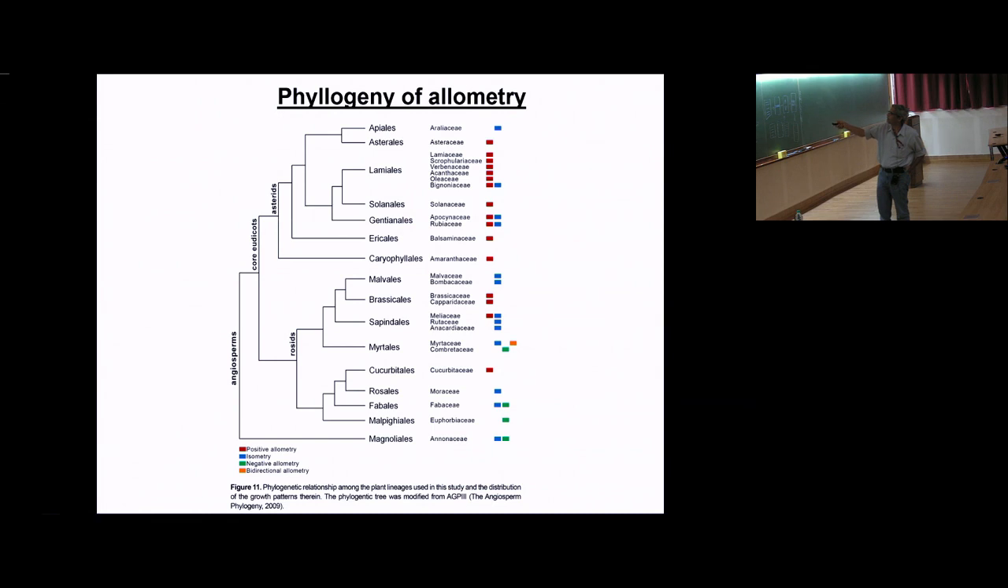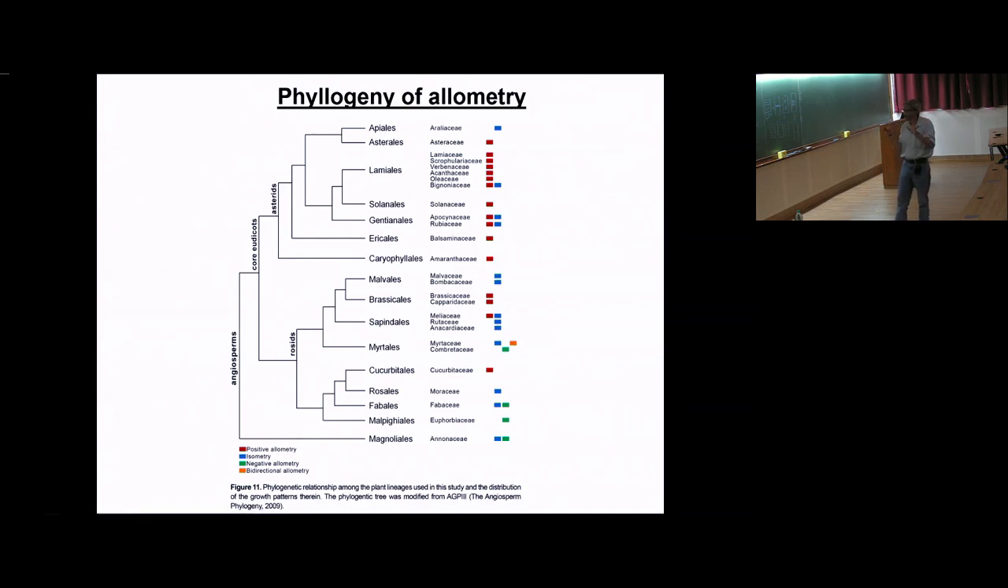You see these green ones are the negative allometry, and these blue ones are the isometry, and these are positive allometry. So it looks like the older plants or ancestor plants had leaves that grew with negative allometry, and the later and more evolved ones did not have the negative allometry at all. So it's possible that isometry and especially positive allometry are the more evolved growth allometry in leaves.